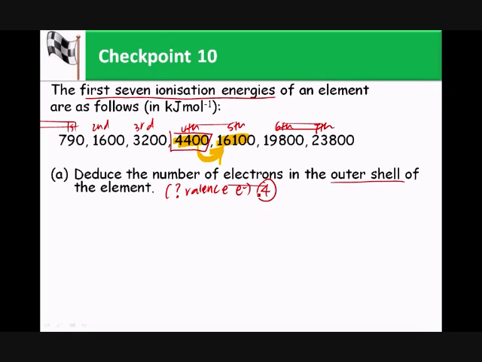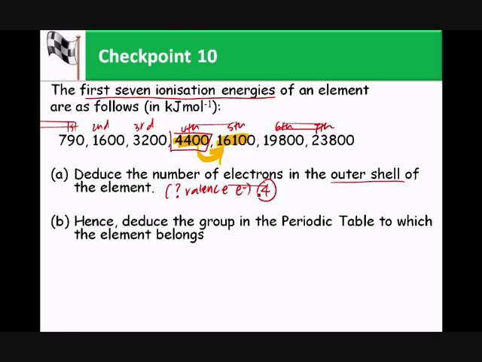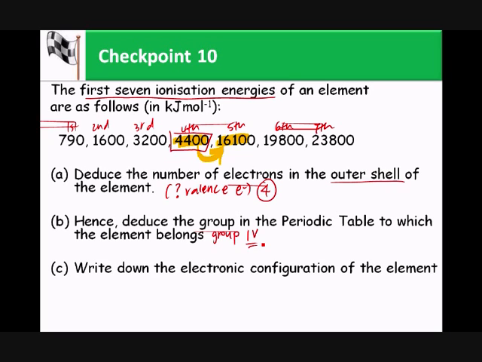Next, if you look at, hence deduce the group to which the element belongs. It has 4 valence electrons. It must mean that it must be in group 4. Easy. And lastly, write down the electronic configuration of the element.